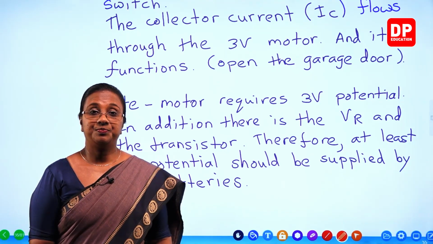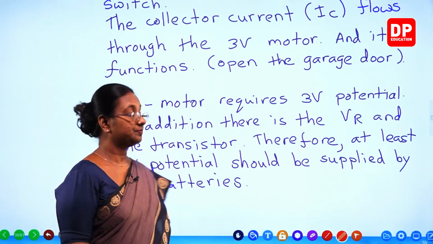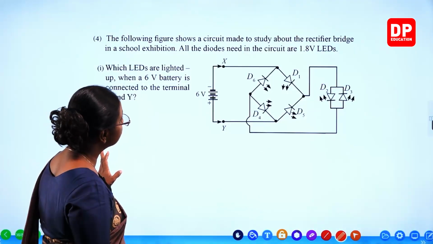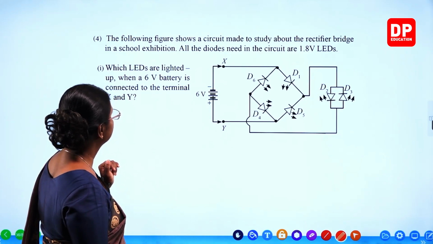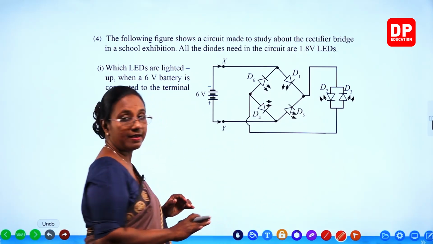Is that clear? Then with that I will move on to the next slide. Question number 4. The following figure shows a circuit made to study about the rectifier bridge in a school exhibition. All the diodes needed in the circuit are 1.8 volt LEDs. So here you can see the circuit, students. You all are familiar with this.